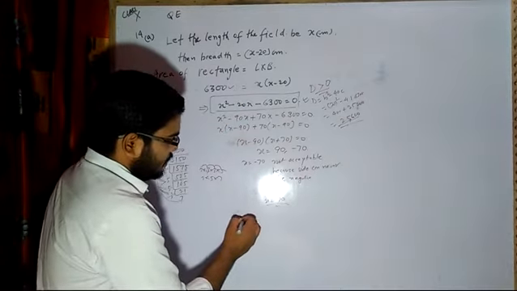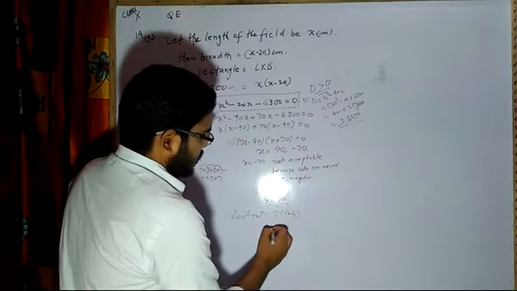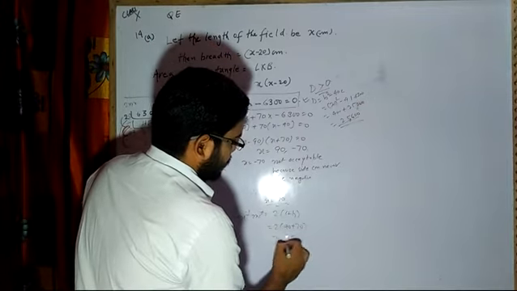Then we have to find the perimeter. So I can write perimeter is equal to twice length plus breadth, 2 into 90 plus 70. That means 320 centimeter.